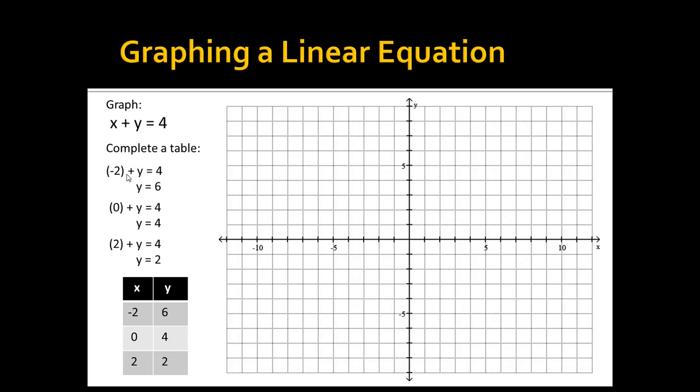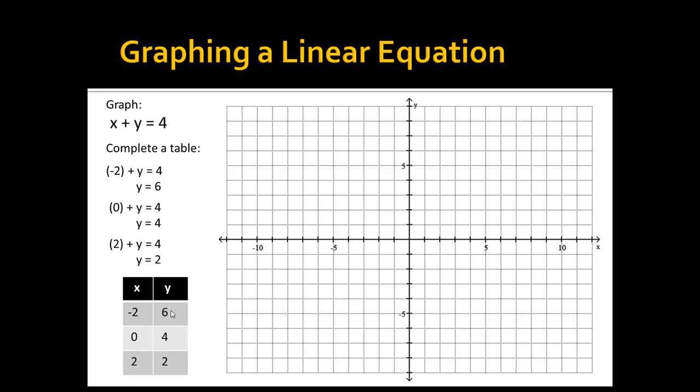We still do everything the same way. I'm still going to use the same values. I plug in -2 for x plus y equals 4. I solve it just like we've been solving equations. I've got a -2, so I have to add 2 to both sides. And I get y equals 6. When I plug in 0 for x, I get 0 plus y equals 4, so y equals 4. Last one, +2 plus y equals 4. I subtract 2 from both sides and get y equals 2.